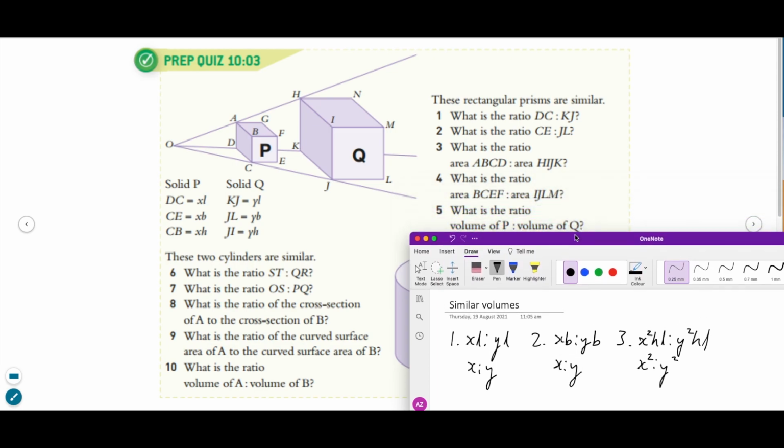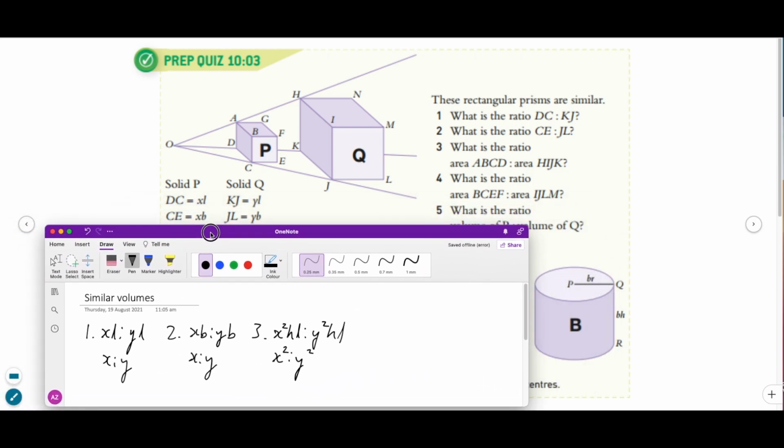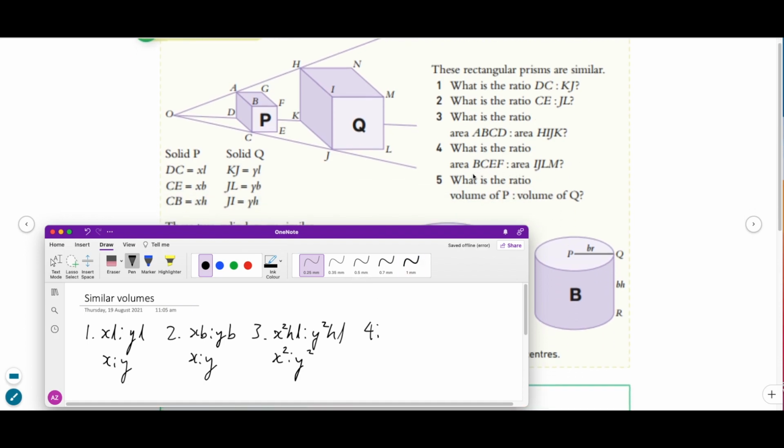The next one is still going to be an area question, so let's just do it. Question 4. What is the area of BCEF? BCEF is this shape here. So BC is XH, CE is XB. So then XB times XH is X squared BH. To what? IJLM. So IJLM is what? The IJ is YH. And then JL is YB, so then Y squared BH. So if you compare these two surfaces, it's also going to be X squared to Y squared, right?